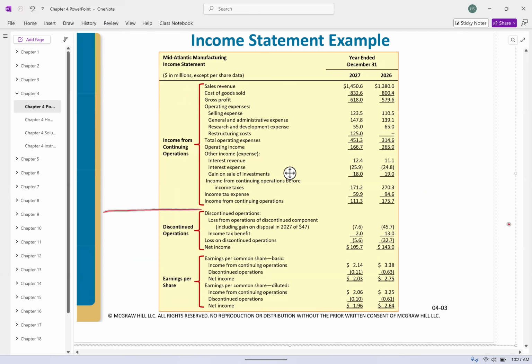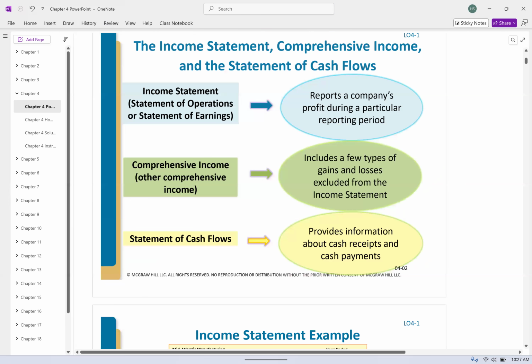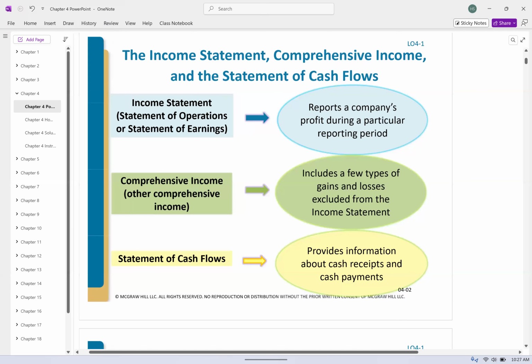Okay. So I want to go back up here really quick and talk about what is in each one of these statements. I just showed you the income statement. It is reporting its profit during a particular reporting period.